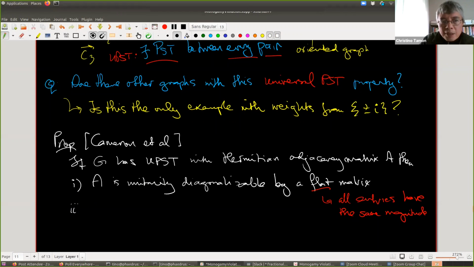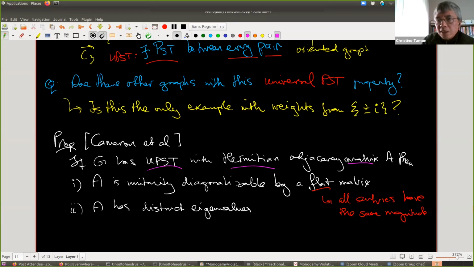So the second property we know is A has distinct eigenvalues. And this is true for arbitrary graphs with arbitrary Hermitian matrix, as long as it has this universal PST. Okay, so these are two strong conditions.